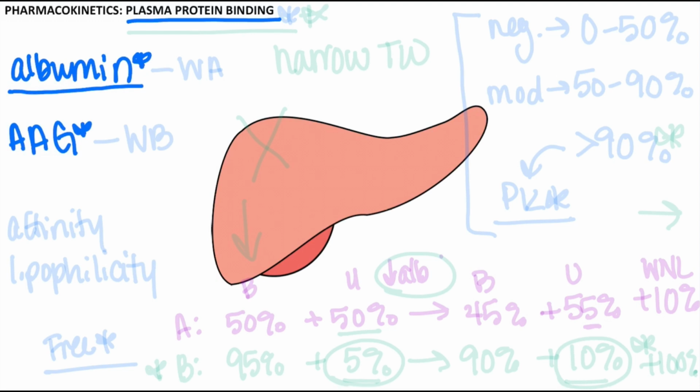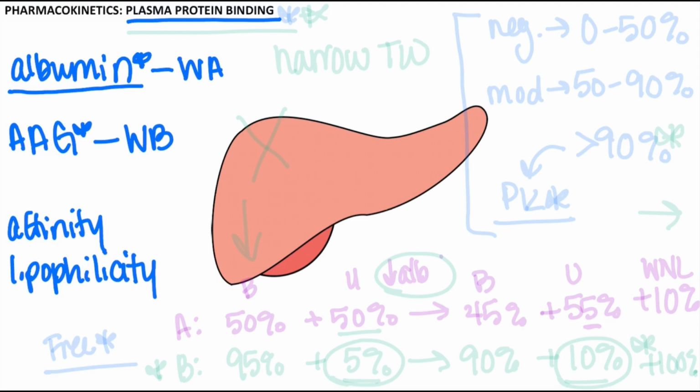So as we talked about before, drugs are almost always either a weak base or a weak acid. So albumin is basic, so it will bind weakly acidic drugs, whereas alpha-1 acid glycoprotein is acidic and will bind the weakly basic drugs. Now, drugs bind to plasma proteins at varying degrees, and this is based on their affinity for that plasma protein and their lipophilicity, aka how much does the drug need help being shuttled around in the blood.